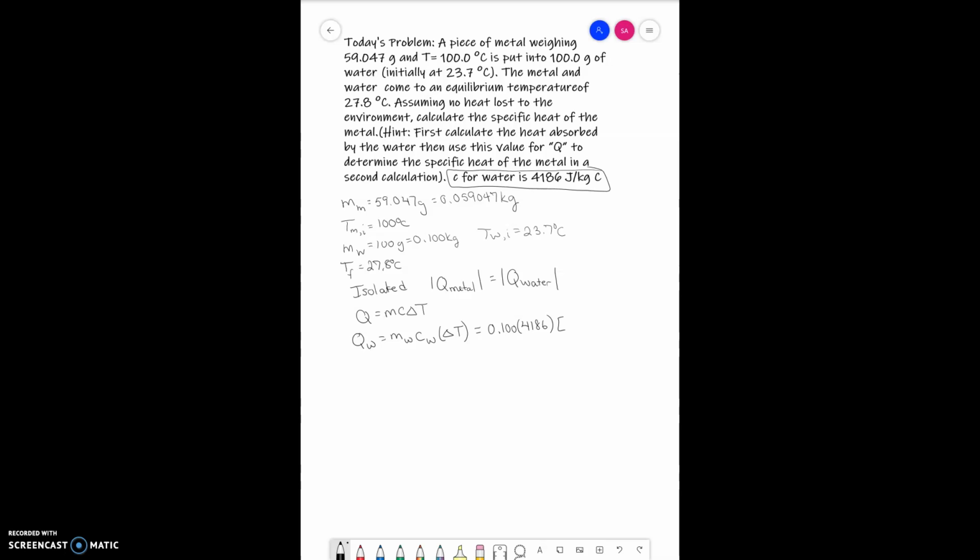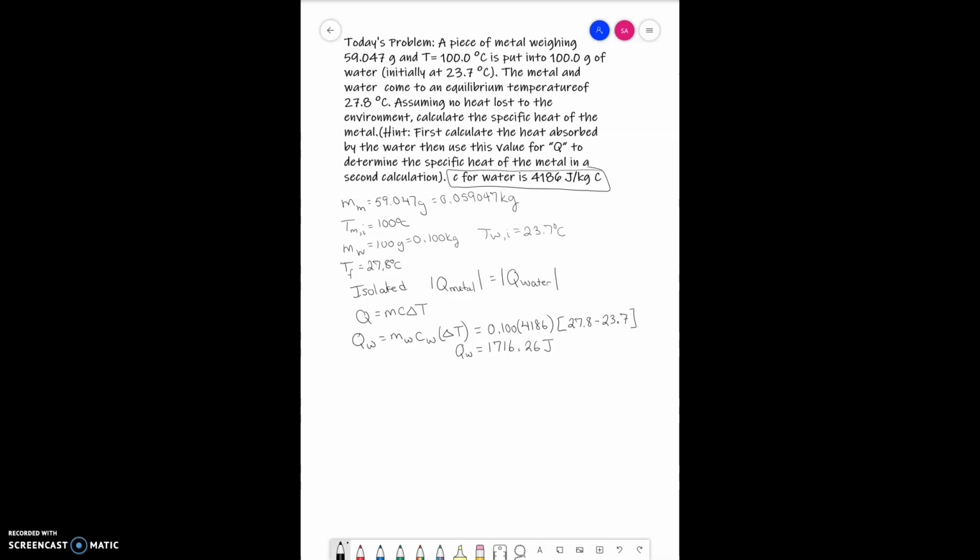And the change in temperature, it starts off at 23.7. It goes up to 27.8. And remember, I want to write that so that I get the change as being positive. So I'm going to do 27.8 minus 23.7. And so if I plug all that into my calculator, I get that the heat that's gained by the water is 1,716.26 joules. And I'm going to keep a bunch of sig figs right now.